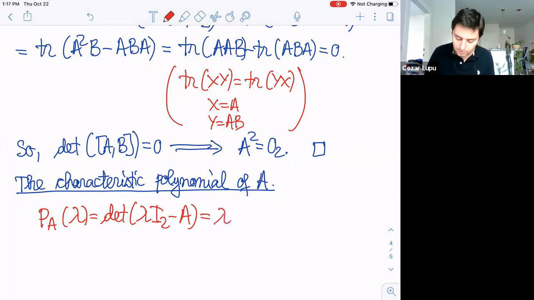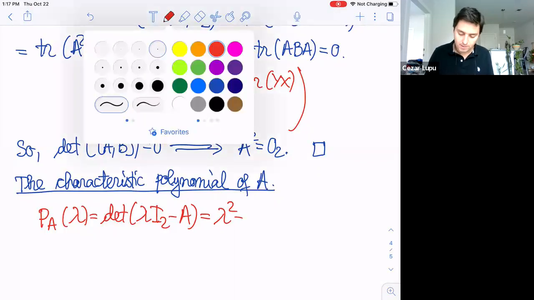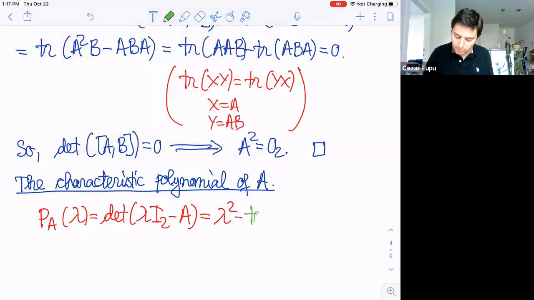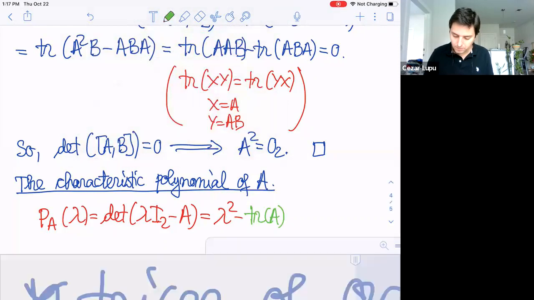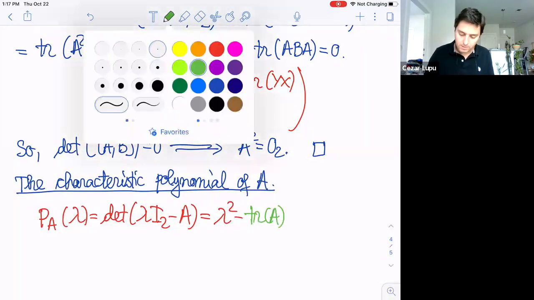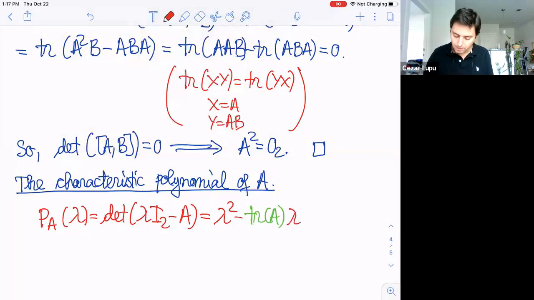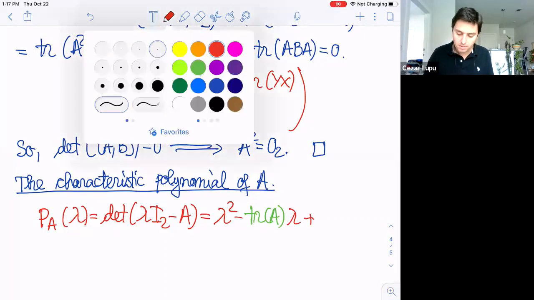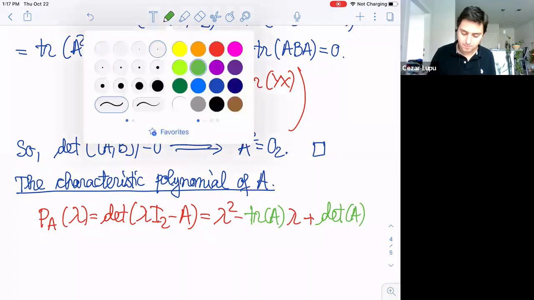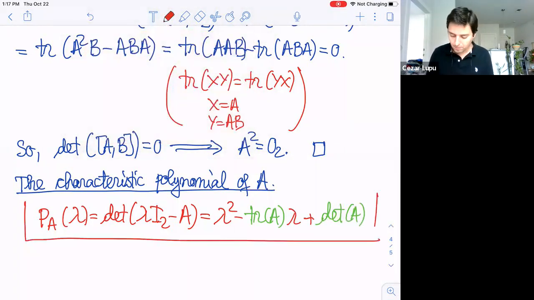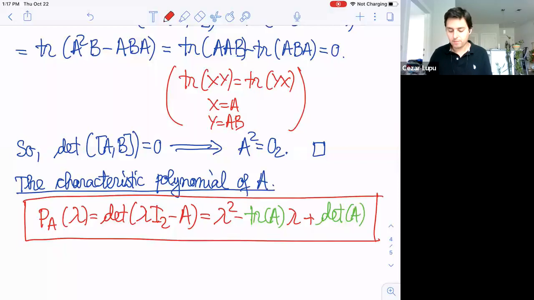and I leave it to you as an exercise, it is lambda squared minus, and I'll have these coefficients here, trace of A times lambda, plus the determinant of A. That is the characteristic polynomial of the matrix A. So it's given by this, right?